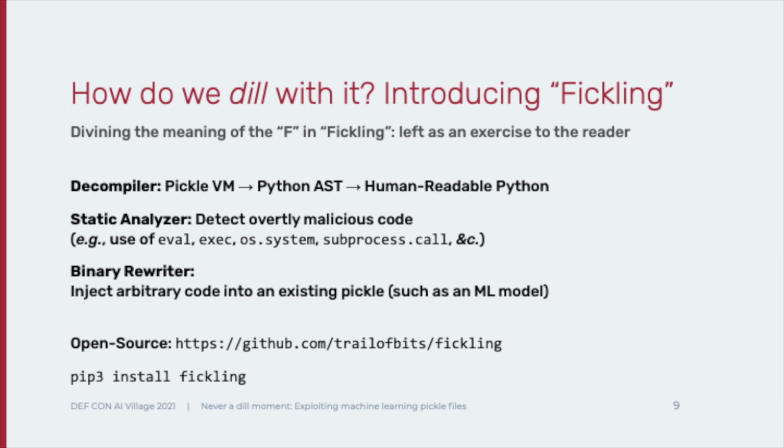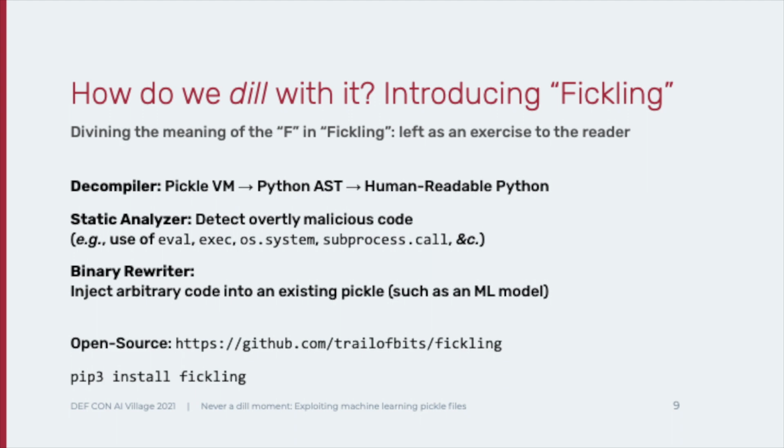So to help improve the overall security of the machine learning ecosystem and provide computer security researchers with a new tool to forensically analyze pickle files, we've developed a new tool and library called Fickling that can be used both to inject arbitrary code into existing pickle files, as well as to statically analyze pickles for certain classes of malice. Noting, however, that in the general case, proving whether a given pickle file is malicious is, of course, undecidable.